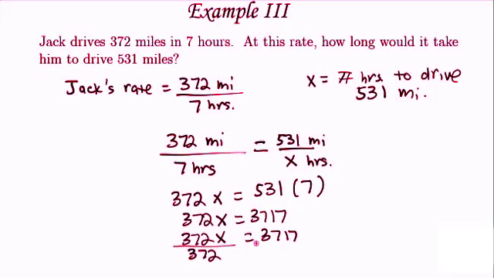Finally, you end up with an answer. X equals 3717 divided by 372 comes out to 9.99999. But we can go ahead and round that off and say that X equals 10 hours. It doesn't specify here, but in your problems it might tell you to the nearest hour or tell you how to round off.